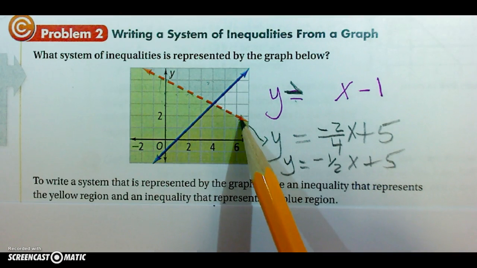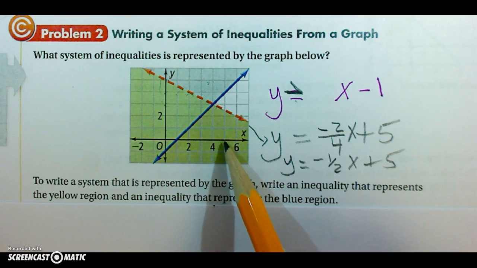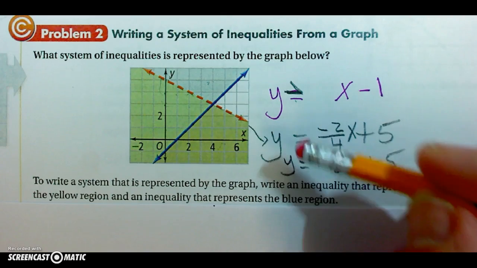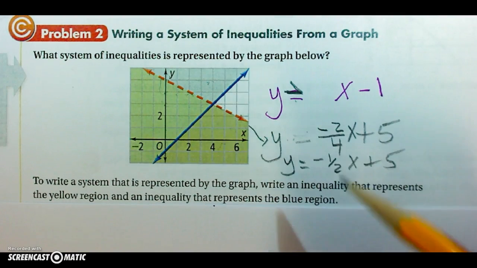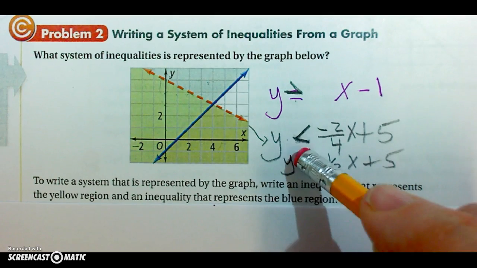But on the red one, it's shaded below the line. So that one's less than, but it's not a solid line. So it's only less than. So I'm going to change that to less than.